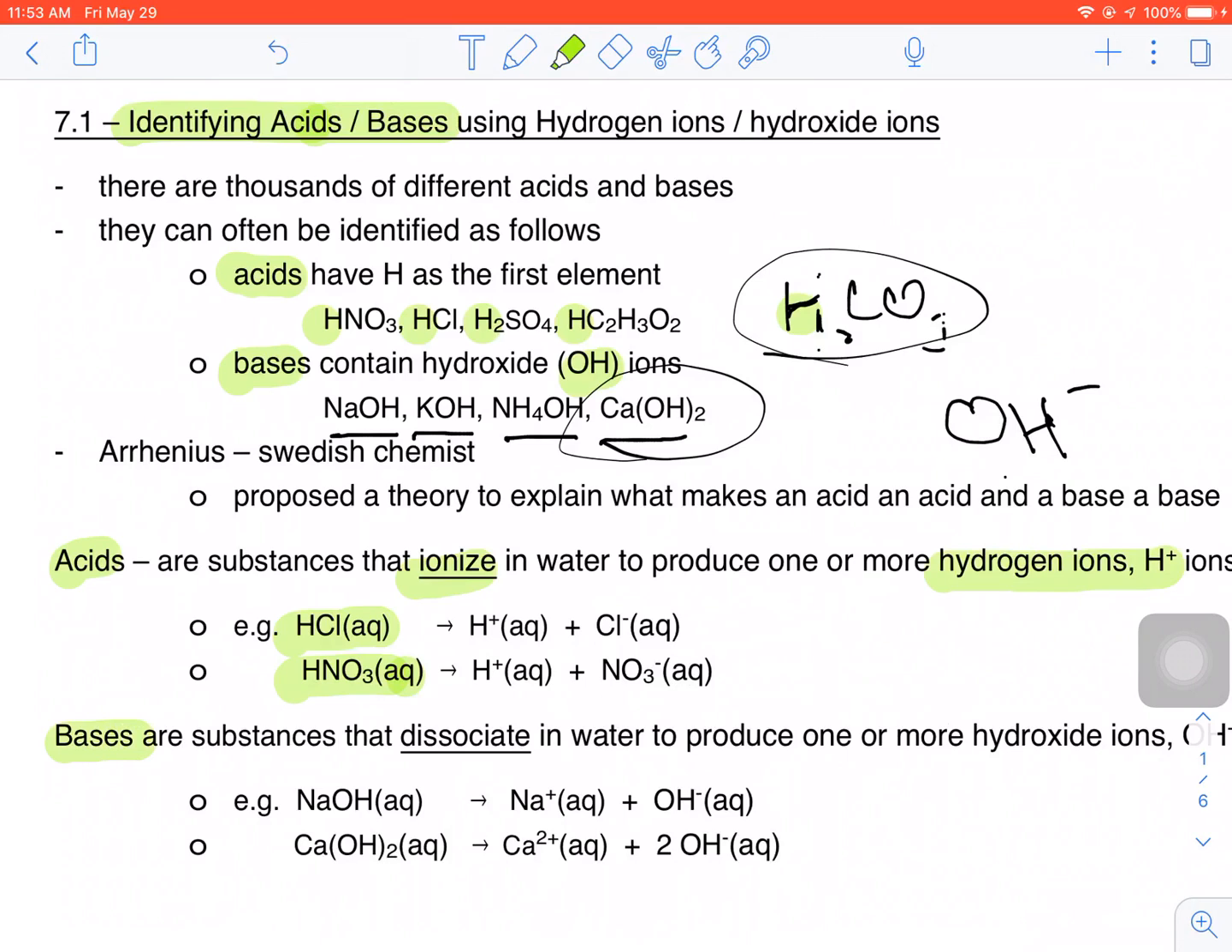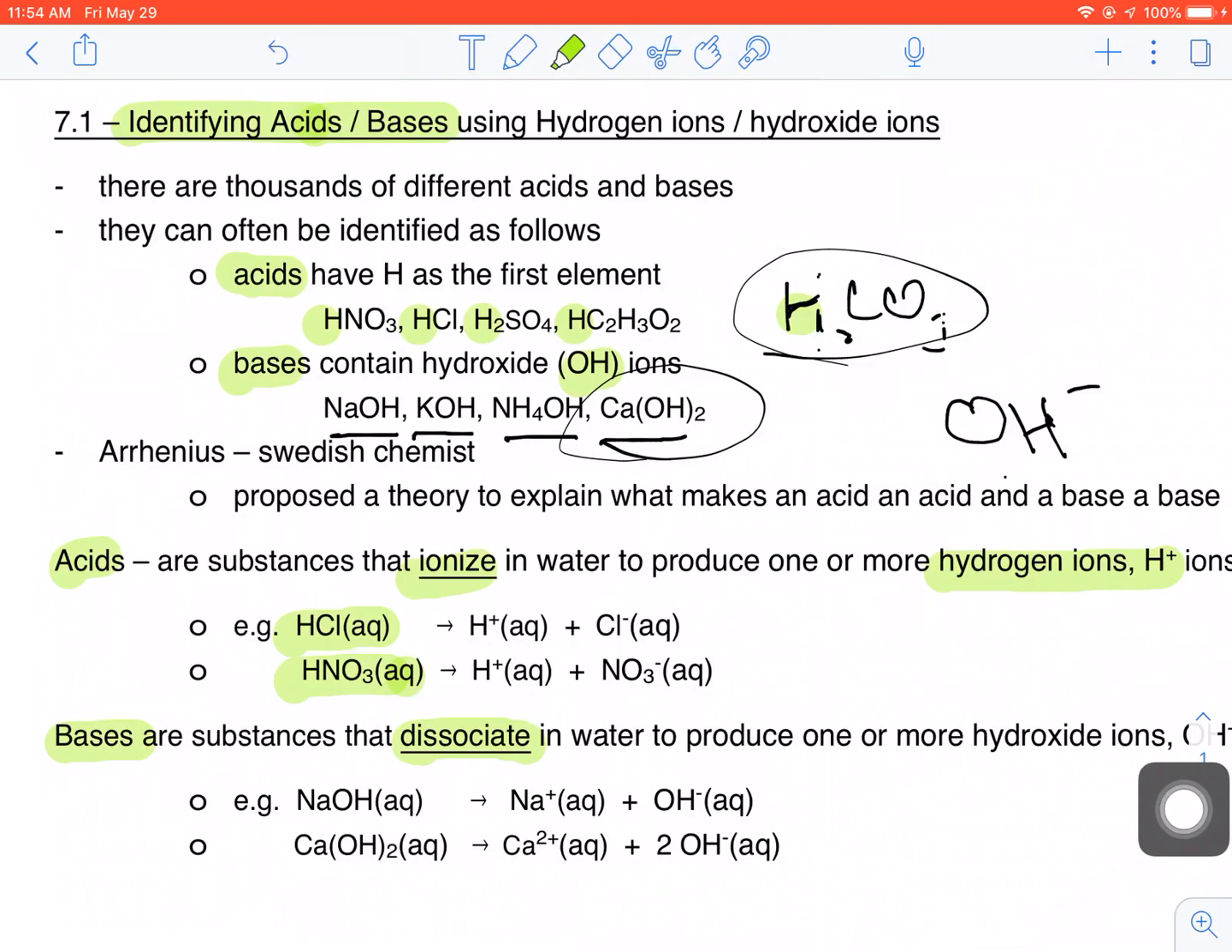When I put them in water, water is going to dissociate them. It's going to separate the ions, and basically it's going to get in between the sodium and the OH, and it will separate the sodium ion from the hydroxide ion. And notice I've got the AQ here to show that they're floating around in water separate from each other. The same thing here, the calcium hydroxide: water gets in between the calcium and the hydroxide, and I end up with a calcium ion, and the hydroxide ions have been freed up from the calcium hydroxide.